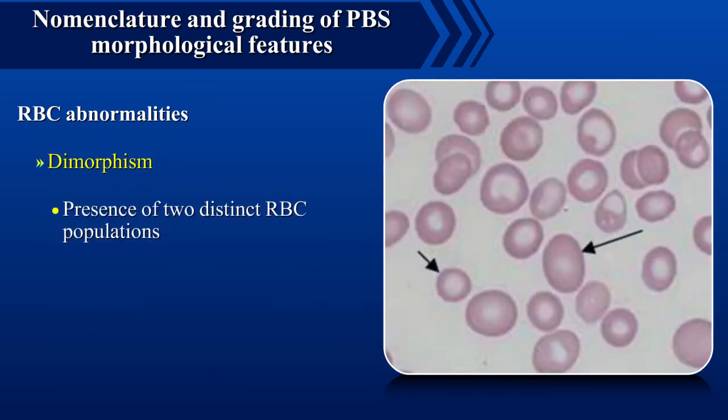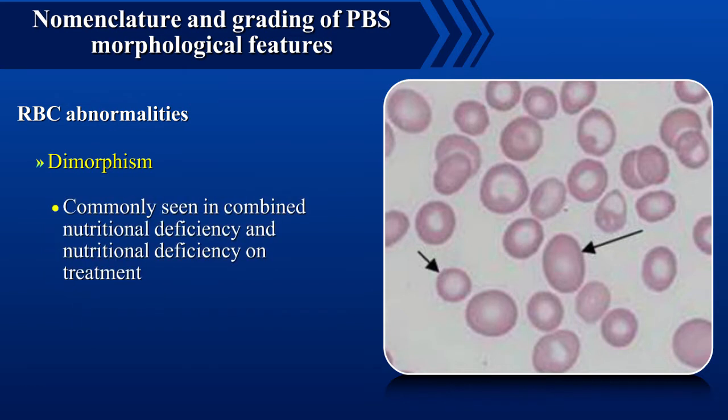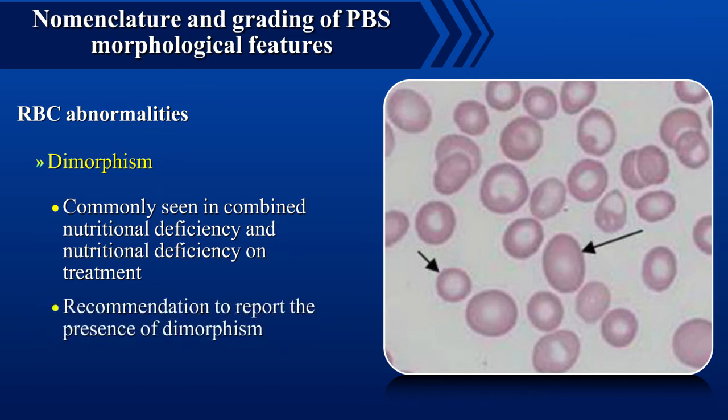Dimorphism is the presence of two distinct RBC populations, which may be clearly seen on an analyzer red cell histogram with a corresponding increase in RDW, commonly seen in combined nutritional deficiency and nutritional deficiency on treatment. The recommendation is to report the presence of dimorphism and describe the two populations.